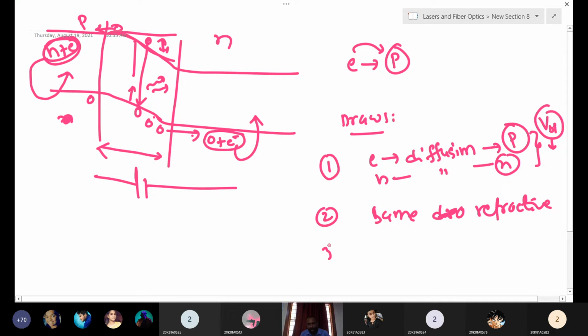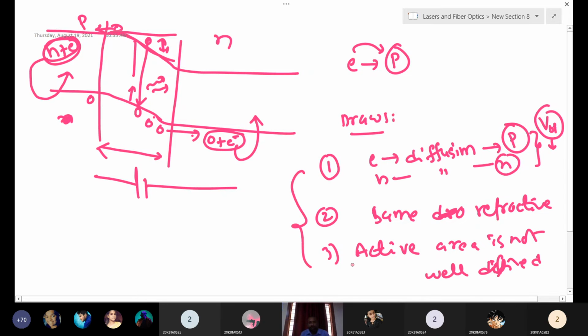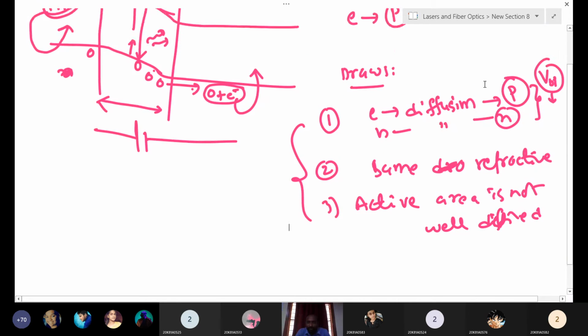And the third one is that the active area is not well defined. These are some drawbacks in the homojunction layer. Okay, see here, I will draw it again.